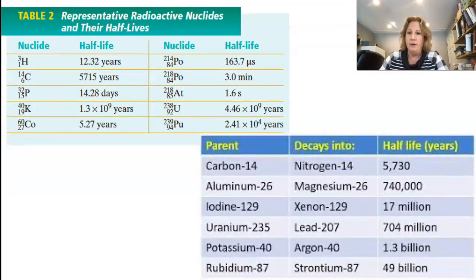Every different radioactive isotope has its own half-life, and you can see from these tables that the polonium up here has a half-life of 163.7 microseconds, but yet look at uranium-238, it's 4.46 times 10 to the 9th years. So they can really vary on how long it takes for half of the isotopes to decay.